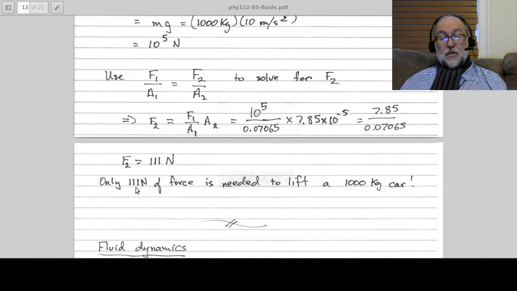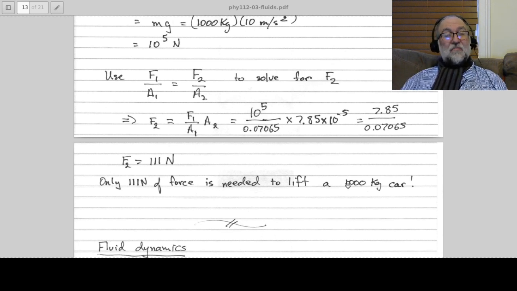And 111 newtons is not a lot. So if you want to convert that to kilograms, that would be like 11.1 kilograms, the weight of 11.1 kilograms. And in pounds, just roughly multiply by 2, that's like 22 pounds. It's actually kilograms a little bit more than pounds. Say 25 pounds. So with just 25 pounds of force, which you could do yourself, 25 pounds is not that much force to lift. So with 25 pounds of force, you're able to lift a car using hydraulics.